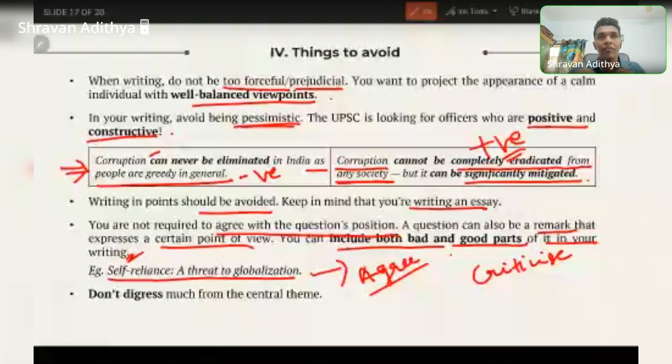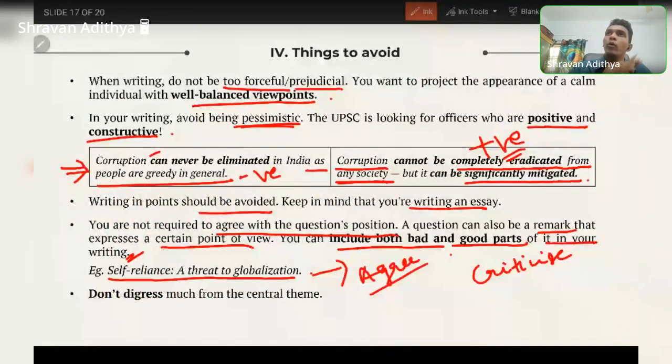Self-reliance means going Atmanirbhar, means having energy security, nutritional and food security. So those kinds of securing ourselves. Self-reliance is about securing ourselves, so it is not a threat to globalization. So those kinds of points you can also give in your body.